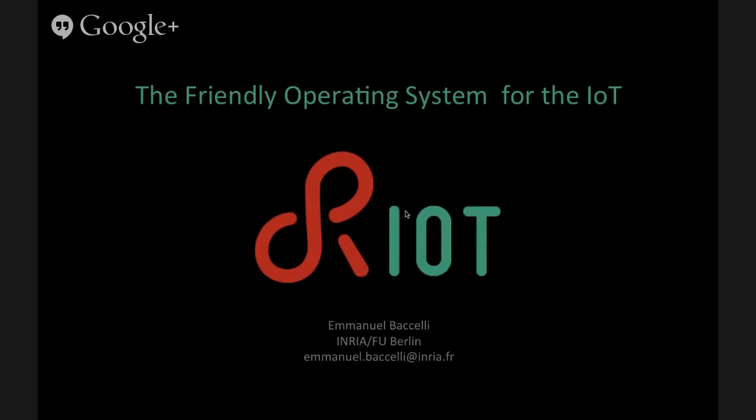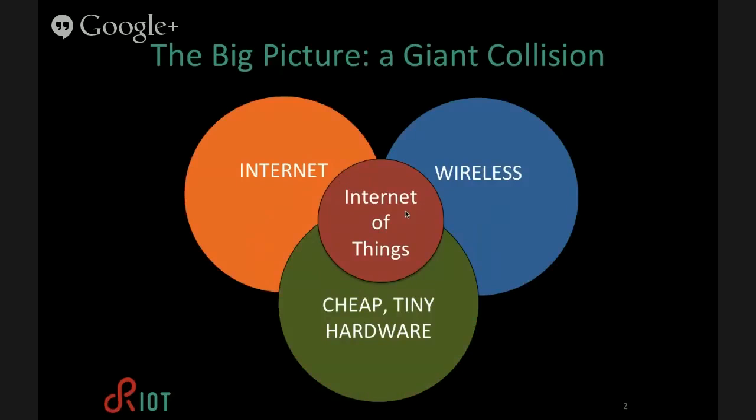I work for INRIA and Freie Universität Berlin, and I'm going to talk to you about an operating system for the IoT called RIOT. So the big picture that we're all talking about today is this giant collision between a few phenomena that are a few years old: the internet, wireless communication on the other side, and more recently, the avalanche of cheap, tiny hardware. And this collision between these three phenomena is creating this Internet of Things that we're all interested in.